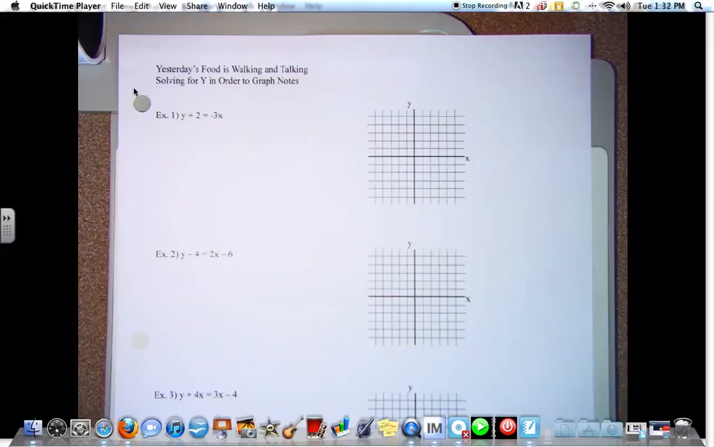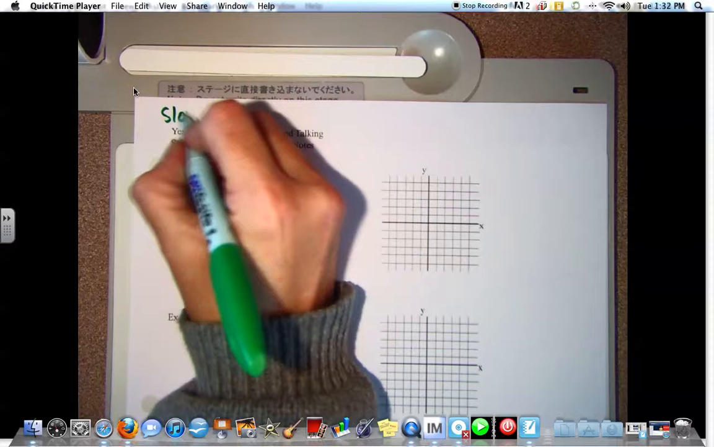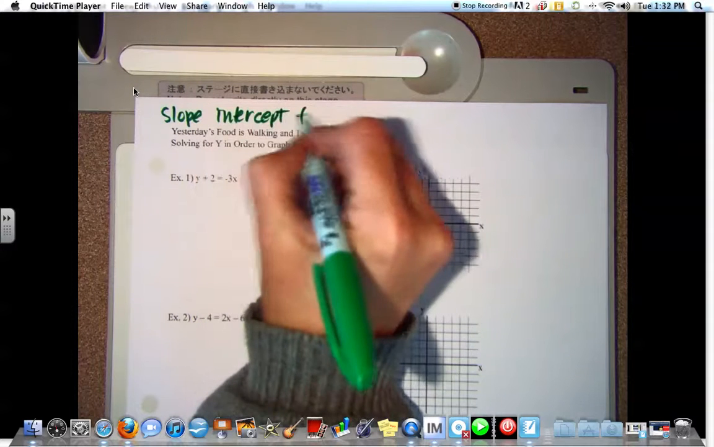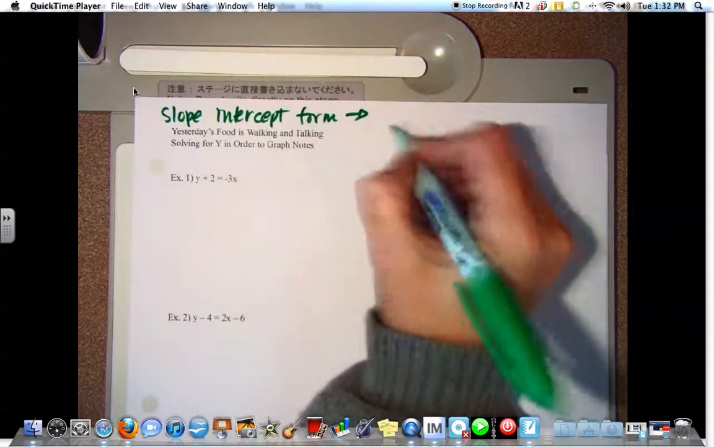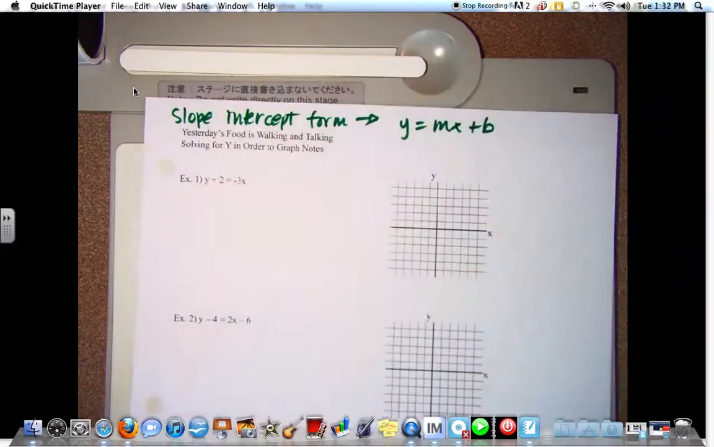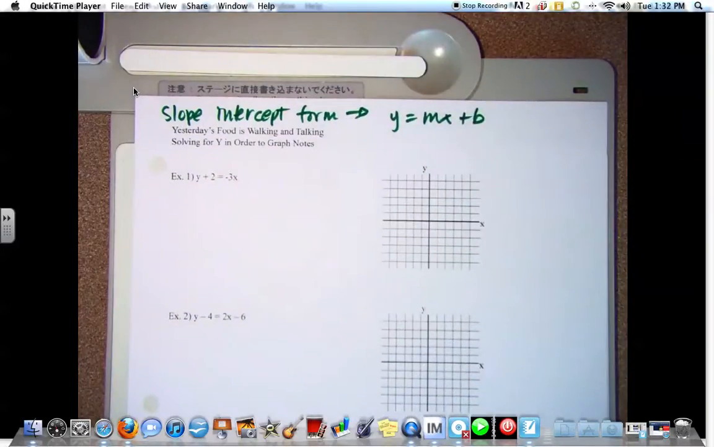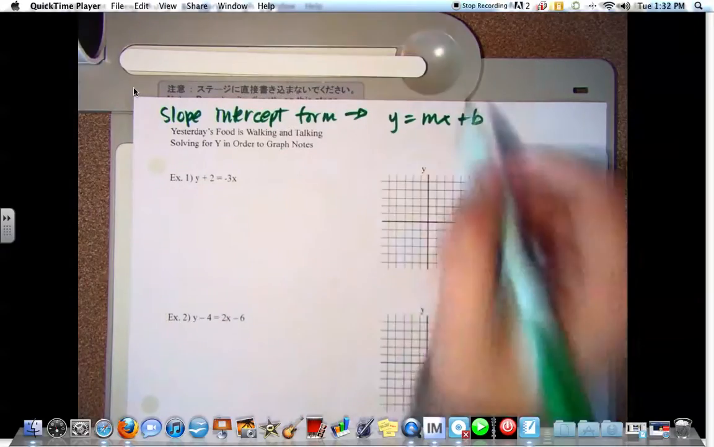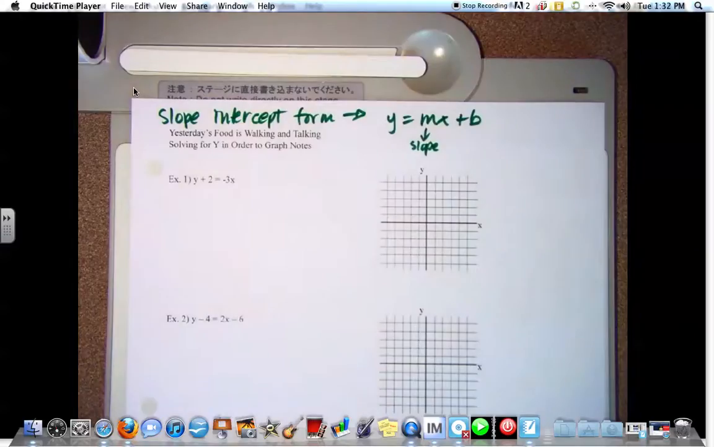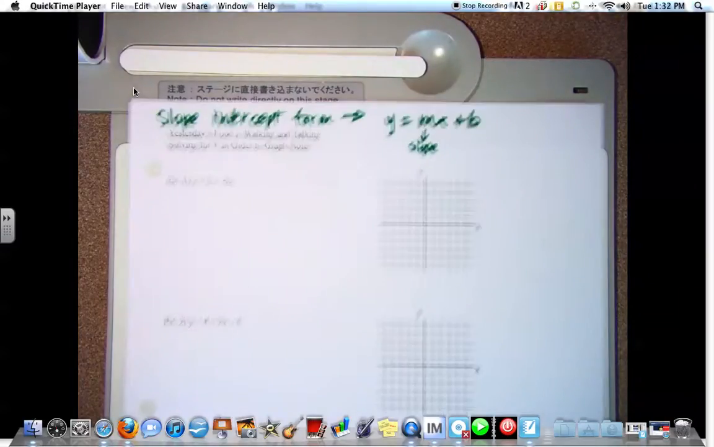So, slope-intercept form. Y equals mx plus b. Lauren, which letter does the slope represent? Slope is m. Okay. Connor, the y-intercept is represented by b. Okay.